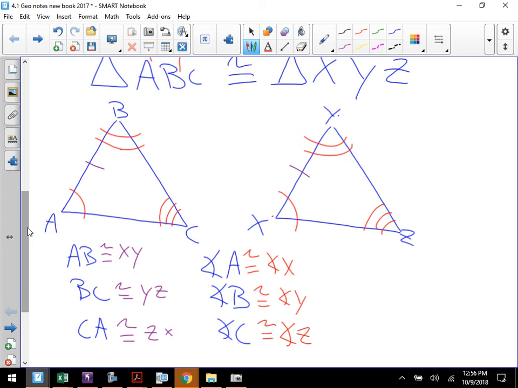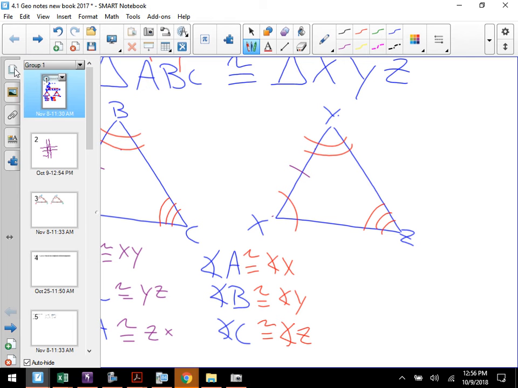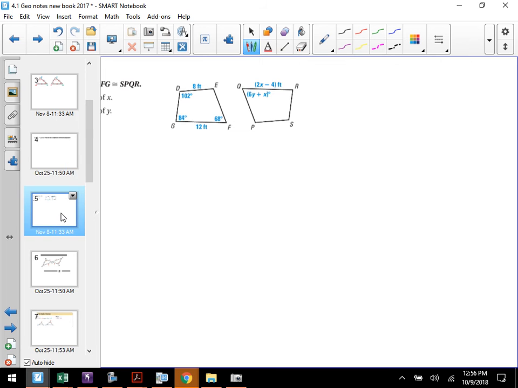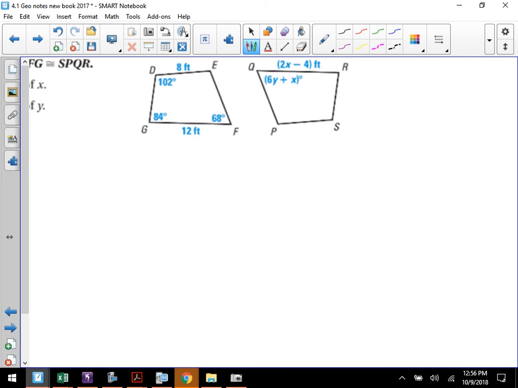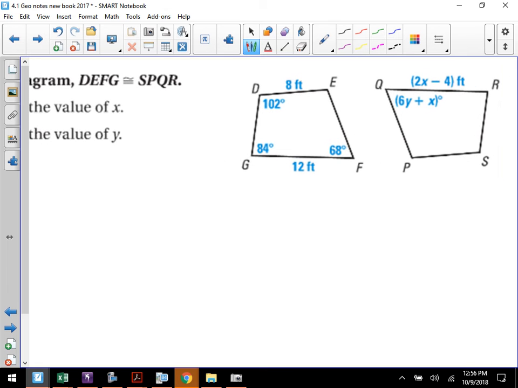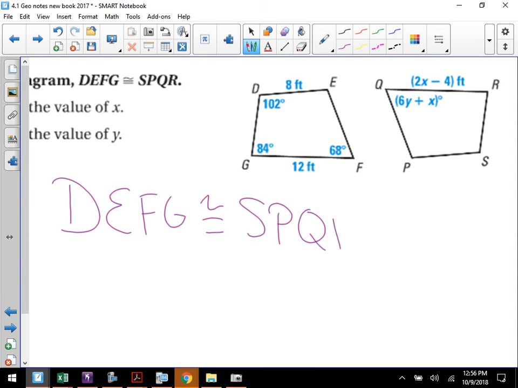Congruency statements. Yeah, lack of better terms. So these congruency statements allow us to do a whole bunch of things. They're going to let us do things like this. So, trying to blow something up here. It says shape DEFG is congruent to S, P, Q, and R.